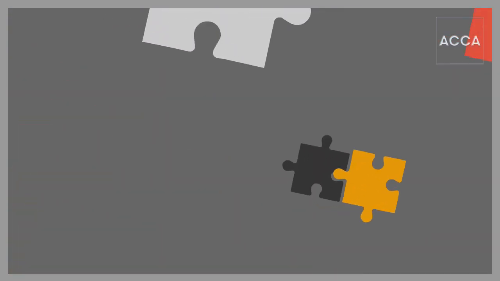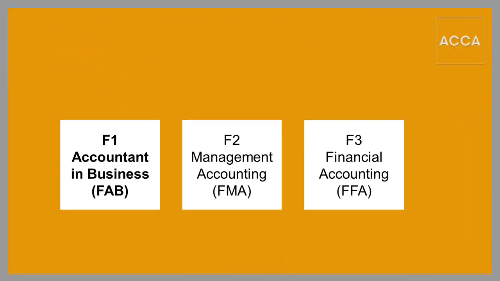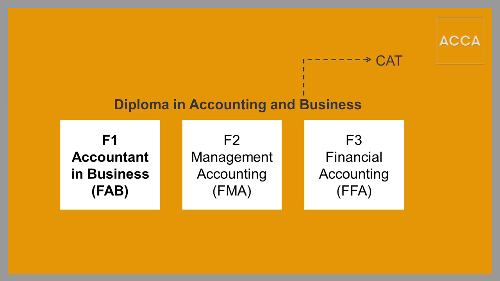So, to begin, can you explain how F1 fits within the overall structure of the ACCA qualifications? Certainly. First of all, F1 or FAB is an examination within the new Foundations in Accountancy suite of qualifications, leading towards the Diploma in Accounting and Business. The examination is also the first of 3 examinations in the Knowledge module of the ACCA Fundamentals level, leading towards the ACCA qualification. Those studying towards the new Certified Accounting Technician qualification will also need to take this examination.